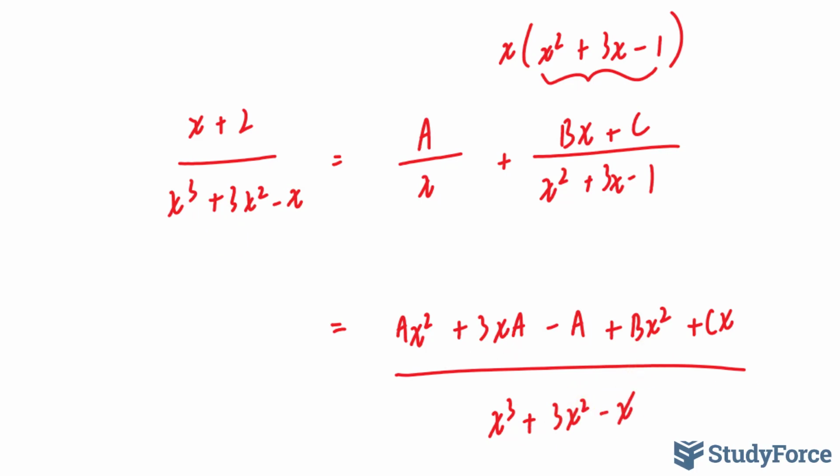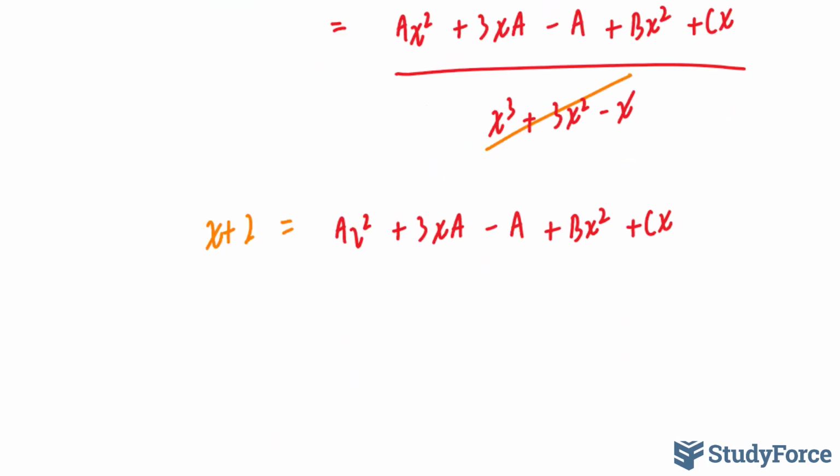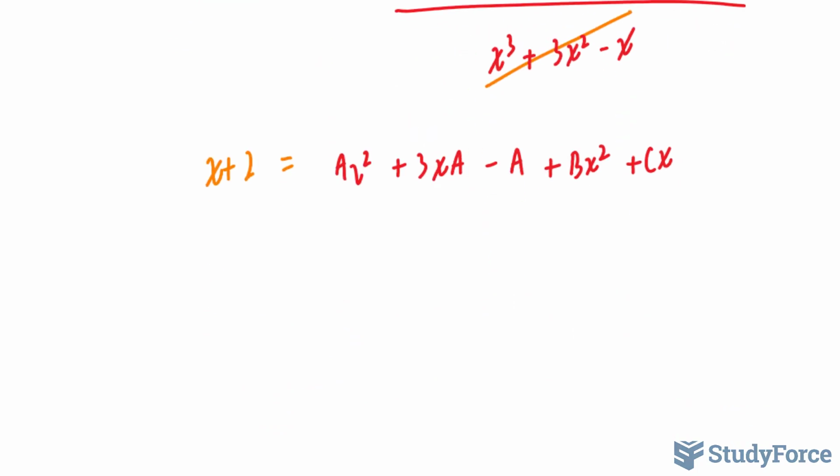Now I would like you to pretend for a moment that I multiplied both sides by the denominator shown here. I would end up with this canceling out with this, leaving me only with the numerator up here and the numerator on the right side. Let's write that down. x plus 2 is equal to everything I wrote up here. Now that I've written down my expression, I have to find out what a, b, and c is equal to.